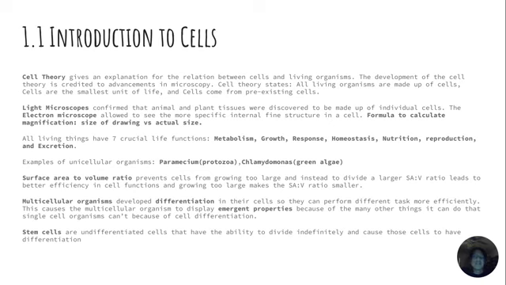The cell theory gives an explanation for the relationship between cells and living organisms, and we can thank the development of the cell theory to advancements in microscopy, as they were able to see what the human eye couldn't. For example, the invention of the light microscope confirmed that animal and plant cells were made up of individual cells, which further proved the point of the cell theory. And the electron microscope allowed us to see more specific internal fine structures in a cell.